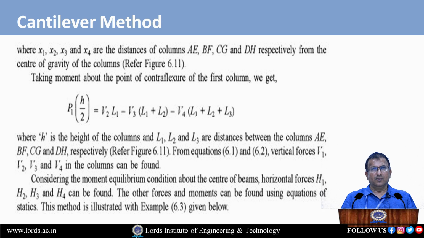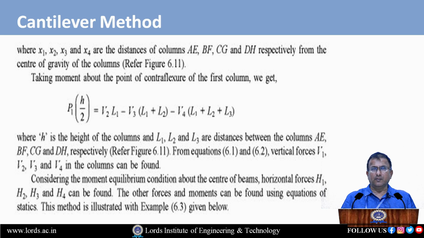One is sigma V equals to 0, that is the algebraic sum of vertical forces equals to 0, or the sum of the forces which are acting in the upward direction equals the sum of the forces which are acting in the downward direction. And the second equilibrium equation we have is sigma H equals to 0, that is the algebraic sum of components of all the forces which are acting on the frame along the x-axis, or along the horizontal axis, equals to 0.